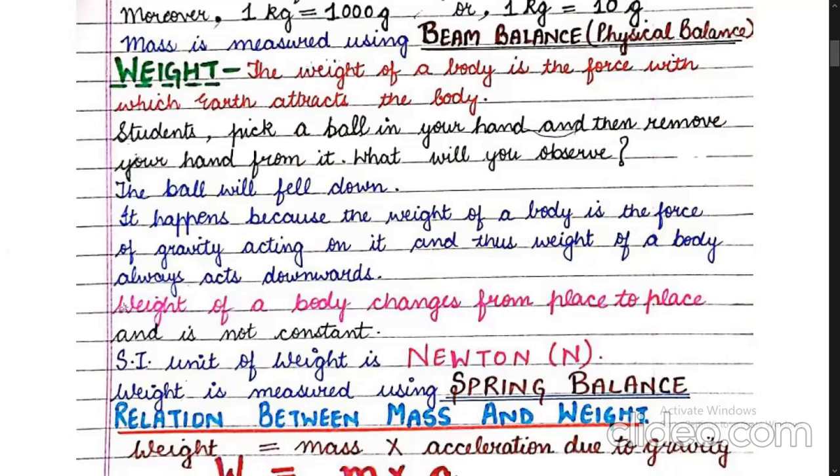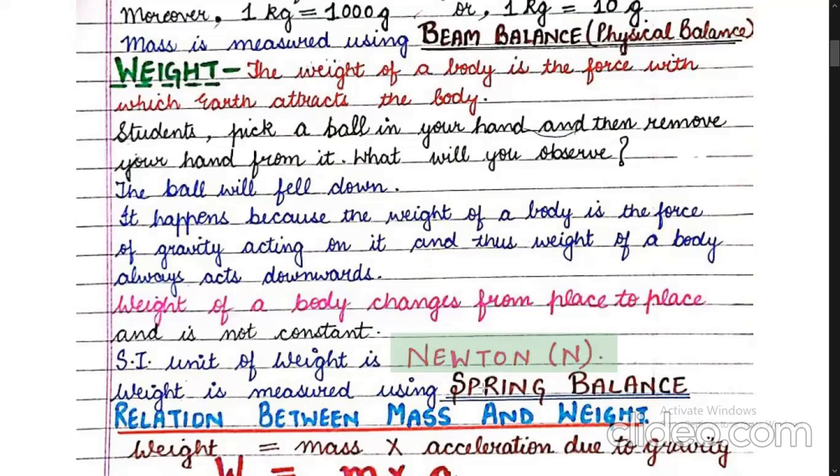Children, weight of a body changes from place to place. Unlike mass, which was constant and not changing, the weight of a body will change from place to place, and thus weight is not constant. And the SI unit of weight is not kilogram, children. It is newton. The SI unit of weight is Newton. It is not kilogram. Kilogram is the unit of mass, while Newton is the unit of weight.